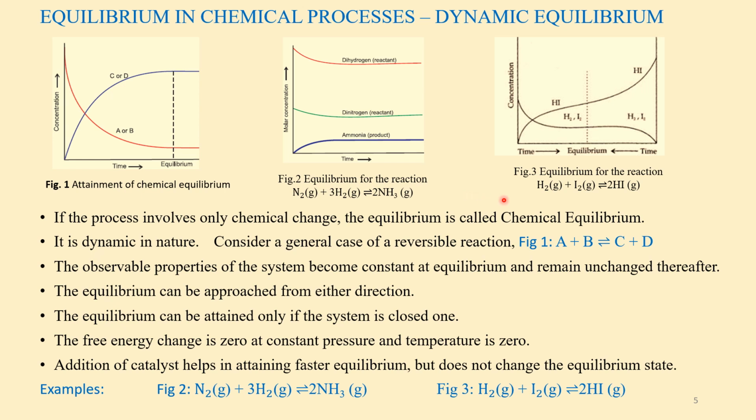In yet another example, that is equilibrium for the reaction H2 plus I2 in gaseous state in the forward direction forms the product 2HI in gaseous state, and in the reverse direction the product HI splits to form H2 plus I2. So the respective concentrations, please remember concentration. This is the concentration of H2 and I2, and this is the concentration of the product HI.